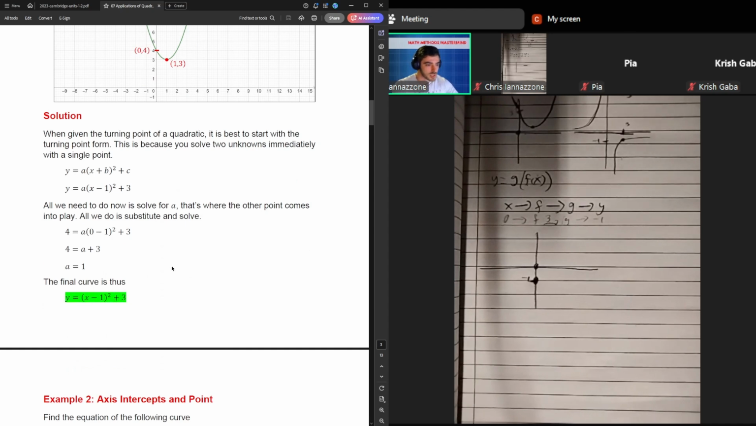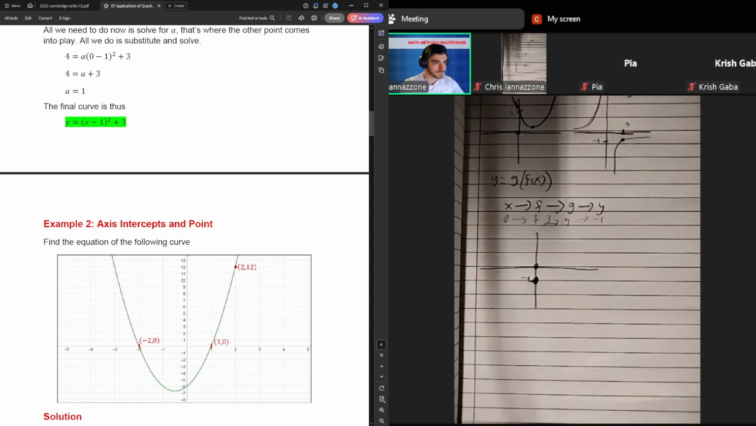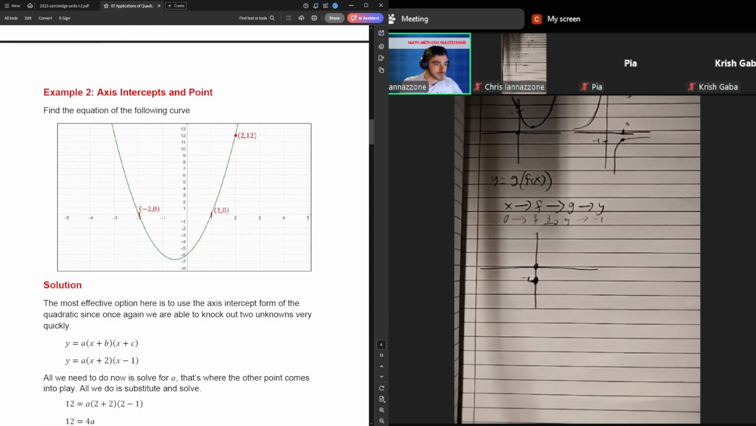So depending on what the question's asking, it may say give the final rule, in which case you give this answer, or it may say give a, b, and c, in which case you'd give a equals 1, b equals -1, and c equals +3. That's about it, really.